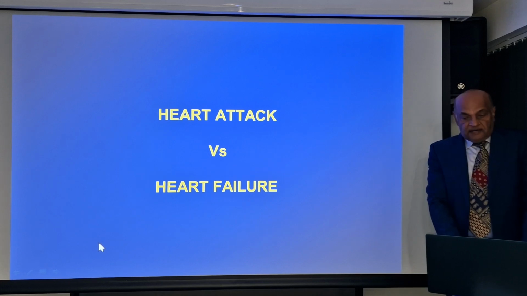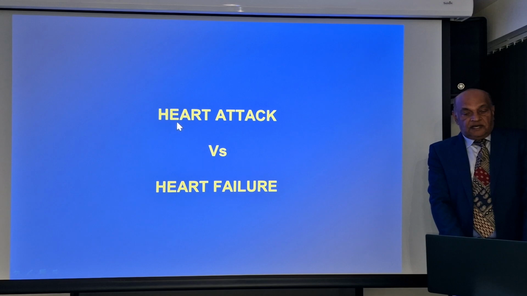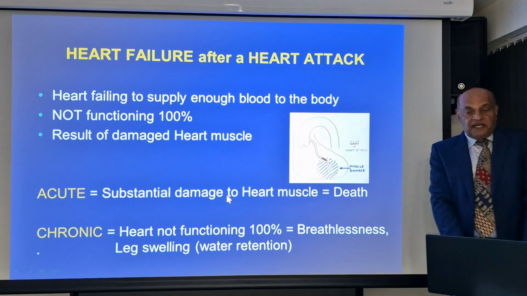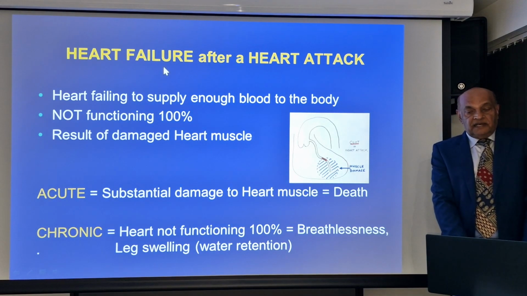So, heart attack versus heart failure. Some people confuse the two facts, and I will try and explain this. Heart failure can occur after a heart attack.